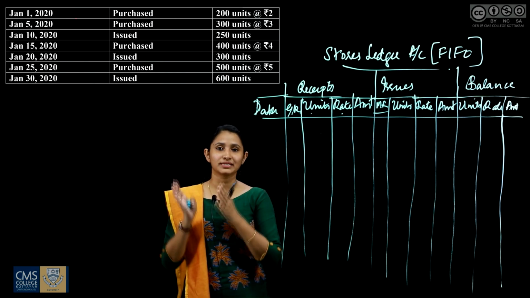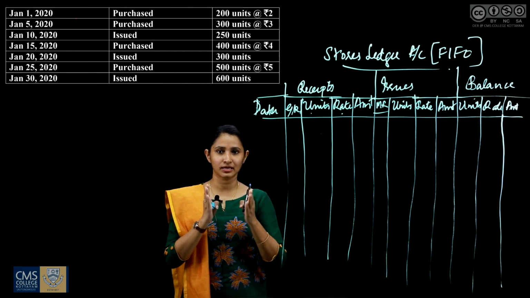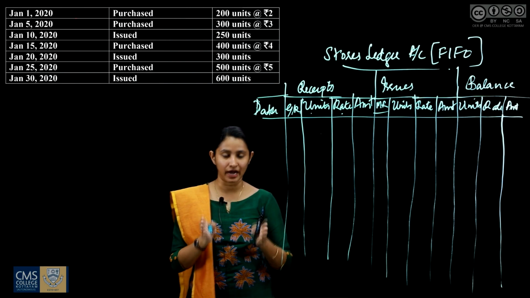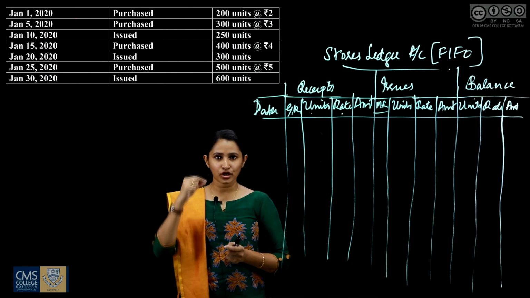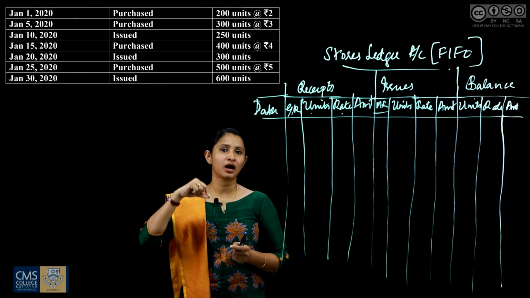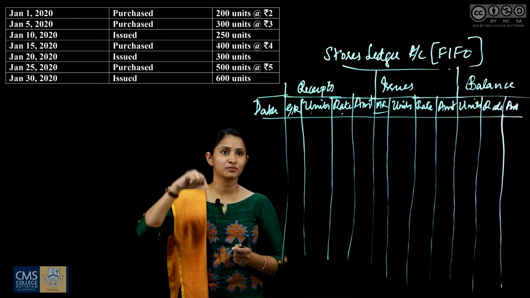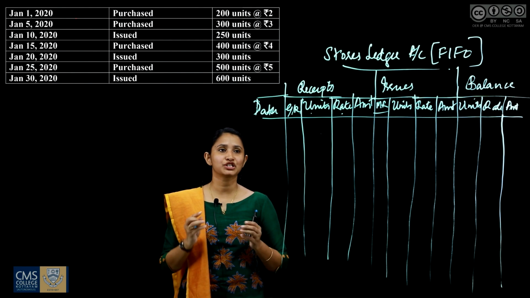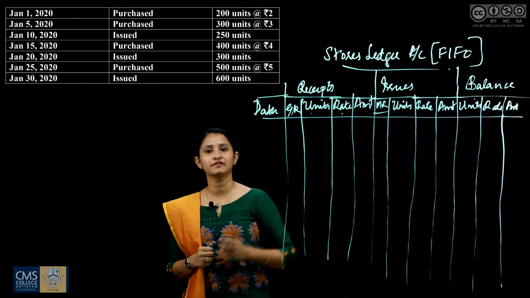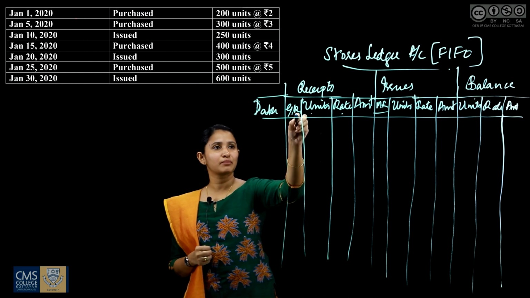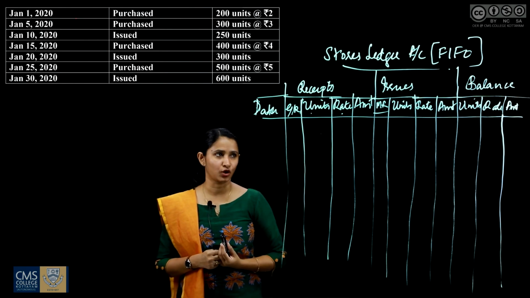I repeat, when the supplier supplies us a specific lot of material, say 100 units at 5 rupees, which we have received from supplier A, in order to identify that these are 100 units bought from supplier A, the purchase manager will enter something known as a goods received note number. This is the number which we mention in the receipts column.